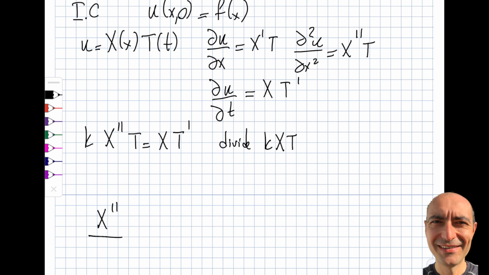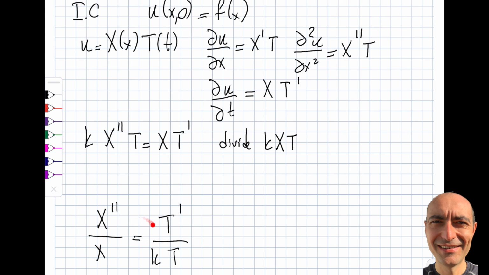T's cancelled, so I'll get X double prime over X will be equal to T prime, and that will stay right there. X cancels. I have to have k over here and a T. Okay, I had this conversation before. Just to remind you, this is only a function of x. This is only a function of t.